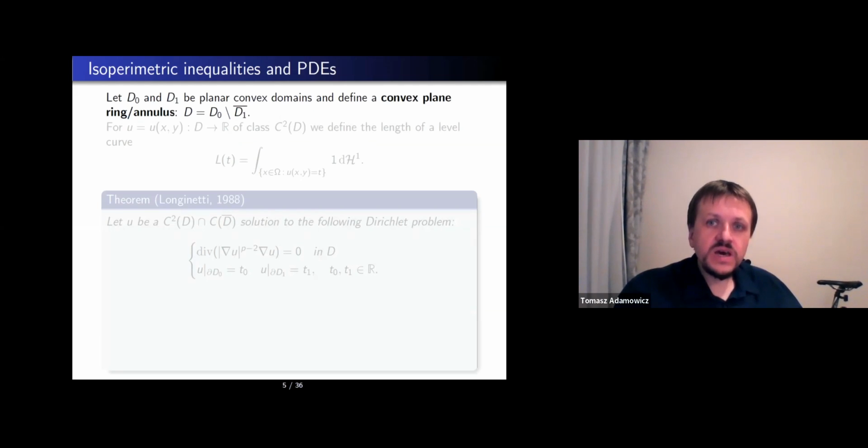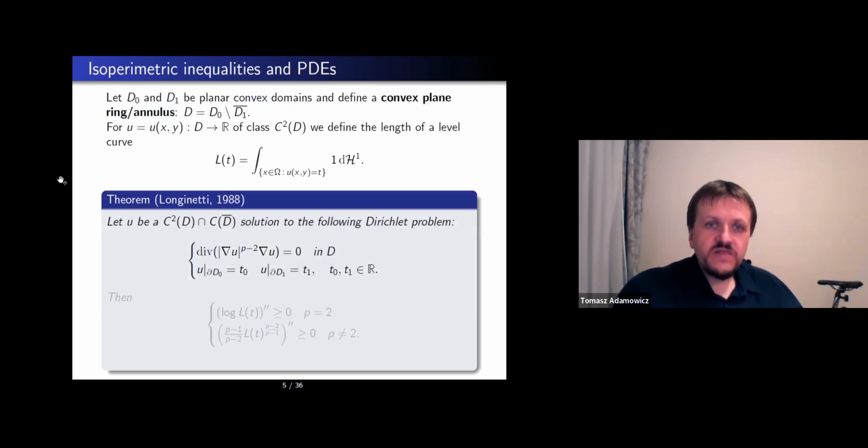So let's now state what is the connection between isoperimetric inequalities and partial differential equations. And for this, let's start with the geometric setup and denote by D0 and D1 two planar convex domains, which define a convex plane ring or annulus D. Then for a function U on the ring of class C2, we define the length of a level curve of function U simply by the integral over the level curve of function identically 1.